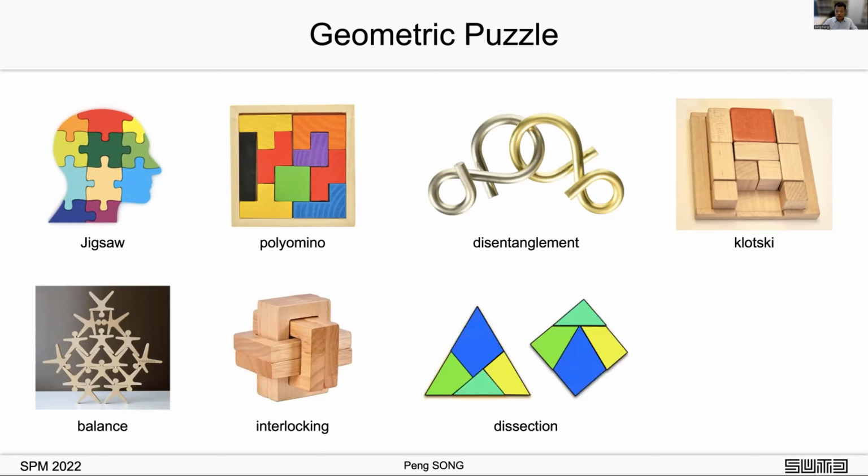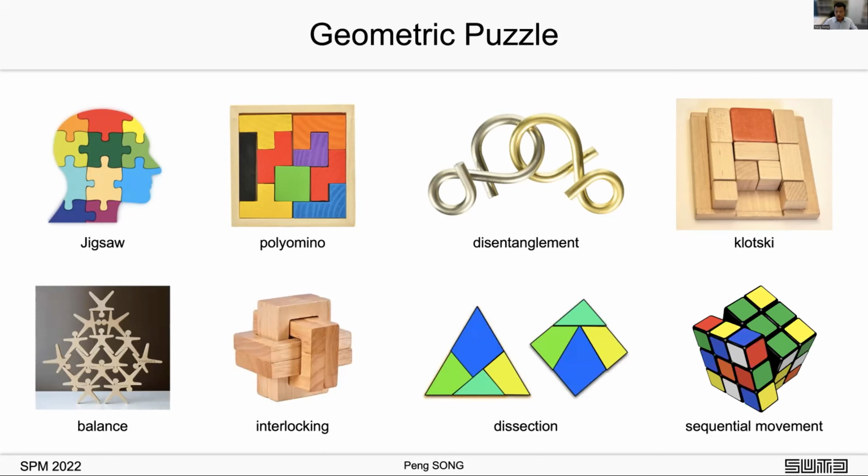Dissection puzzles, where a set of puzzle pieces can be assembled in different ways to produce two or more distinct geometric shapes. And sequential movement puzzles, such as the famous Rubik's Cube, where the puzzle can be solved by progressing from some initial state to some goal state using a sequence of moves.